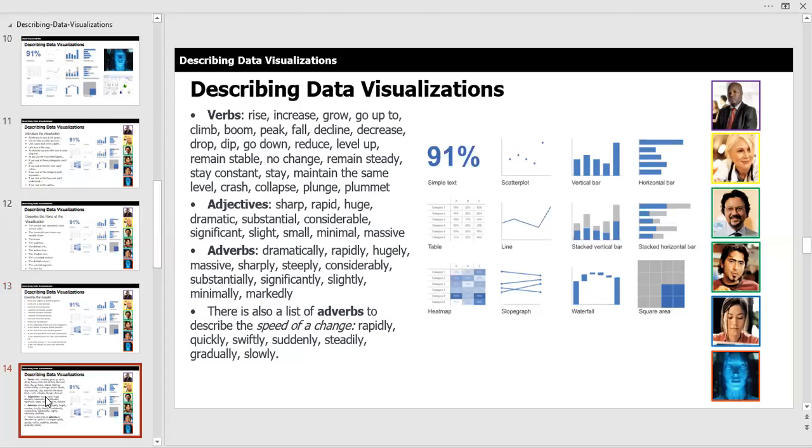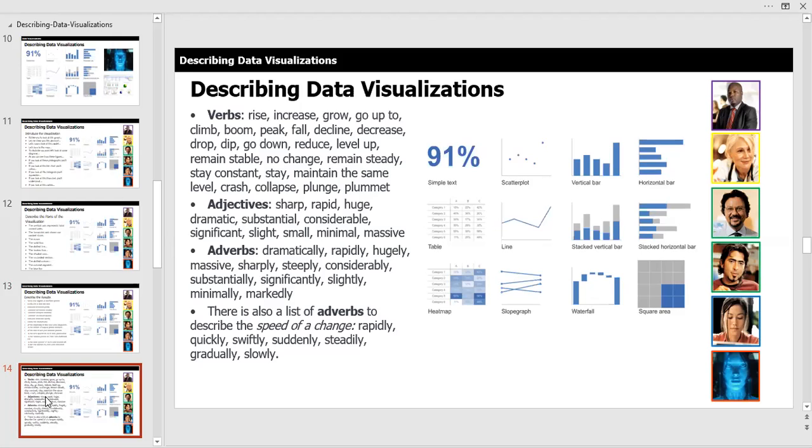So here are some examples of words that you can use. Again, I know this is a video, but I have a PDF file. If you want the PDF file, I'll show you how to get it at the end, just by sending me an email. You can go back and use this as a reference tool.